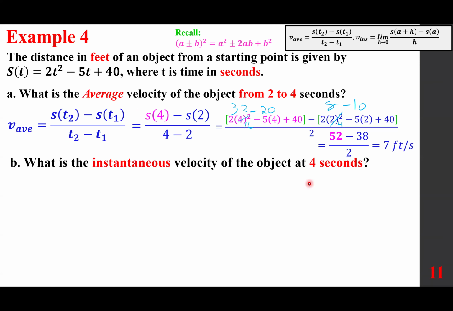What is the instantaneous velocity of the object at 4 seconds? Bear in mind, if we are given 2 points, it's average. If we are given only 1 point, it means instantaneous. And we're going to go from f of x, which becomes f of a, to s of t. So v instantaneous is the limit of s of a plus h minus s of a over h as h approaches 0, where a must be the time given, 4 seconds.